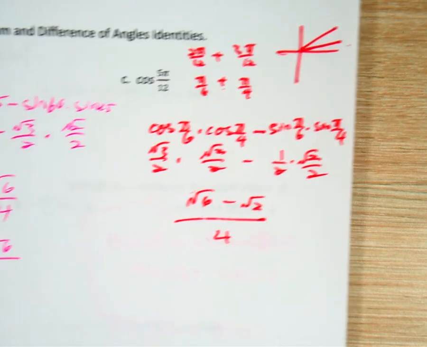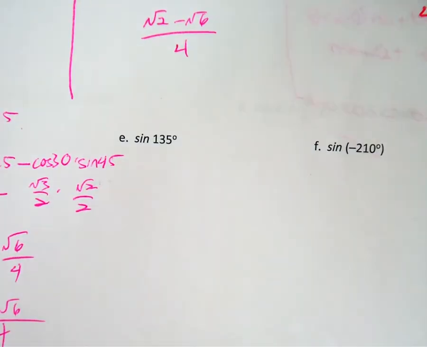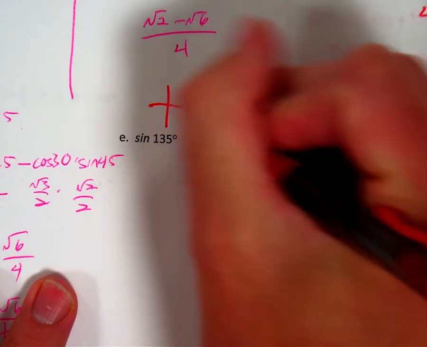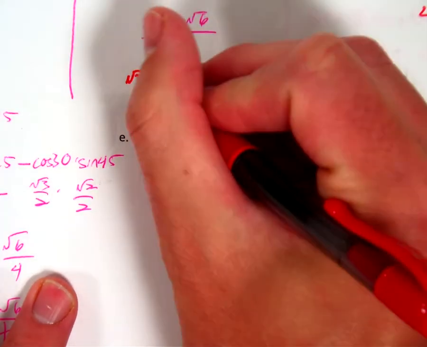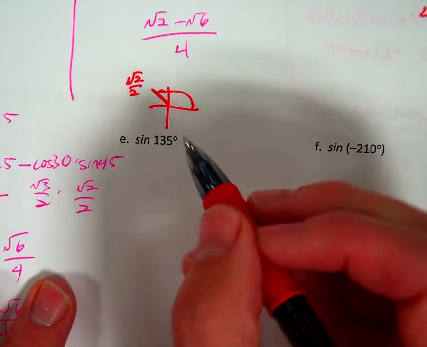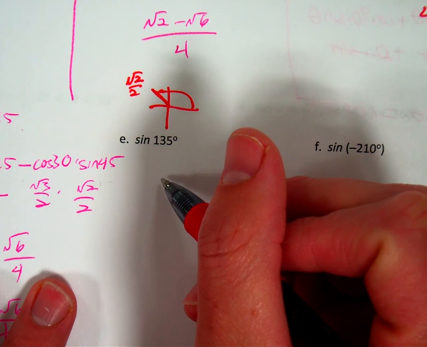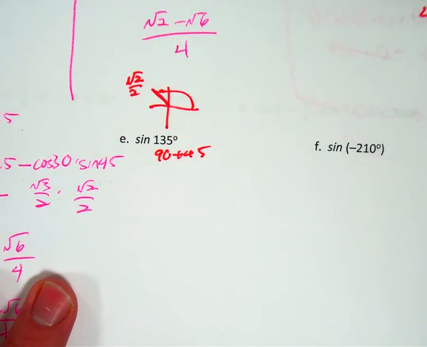Okay, these next two on this side of the page are actually on the unit circle. So sine of 135 is the 45 in quadrant 2, so I'm expecting this to be radical 2 over 2. Okay, we could go a couple different ways here. You could go with a sum formula, you could go with a difference formula, you could go either way. Let's go with a sum formula. Let's go with 90 plus 45.